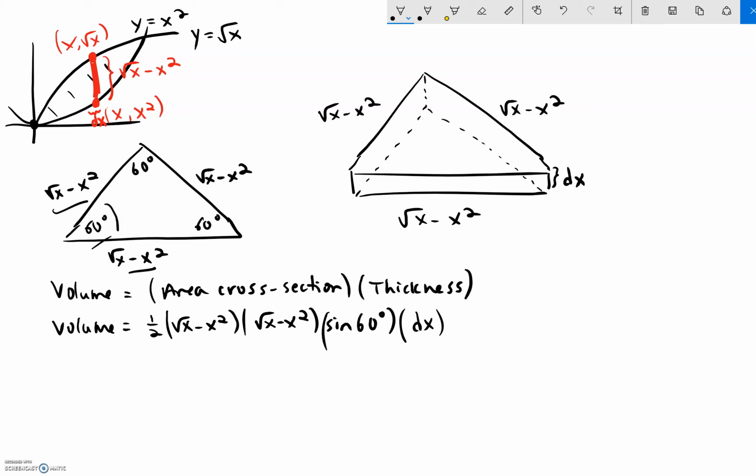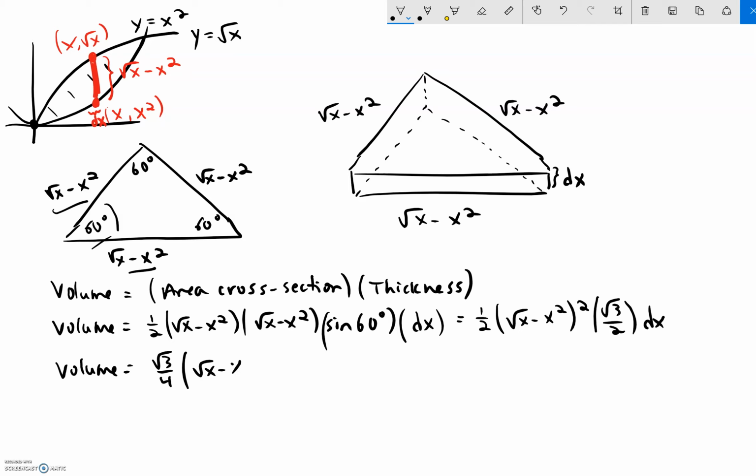Now for these problems, it's either going to be dy or dx based on which axis your cross sections are perpendicular to. Now if I simplify that a little bit, this is 1/2 times the square root of x minus x squared, squared. You should know that the sine of 60 is square root of 3 over 2. And so completely simplified, we would have a volume of that one piece of square root of 3 over 4 times the square root of x minus x squared, squared, dx.